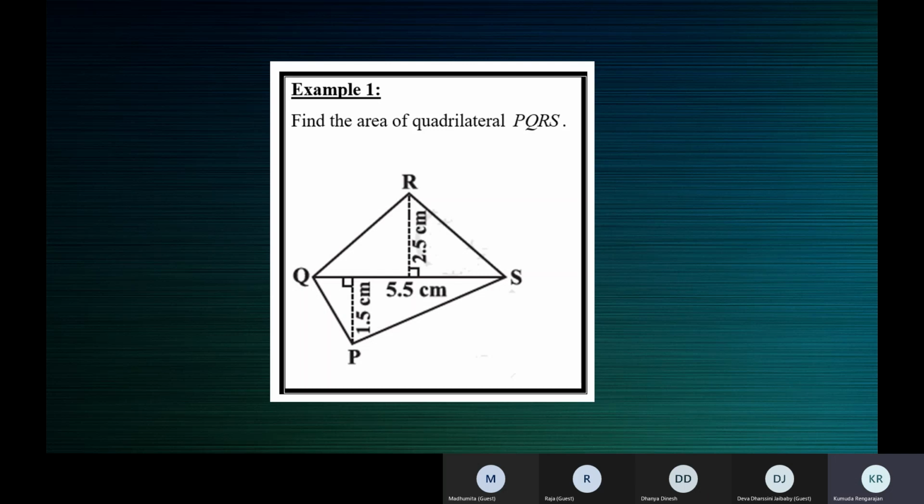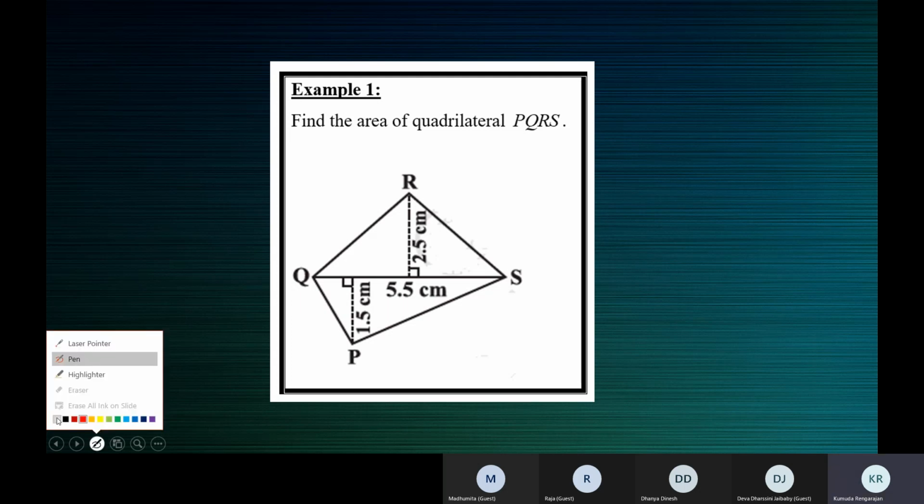Yeah. So here, find the area of quadrilateral PQRS. Find the area of quadrilateral PQRS. Now, a quadrilateral is a four-sided polygon, a polygon made up of four line segments.